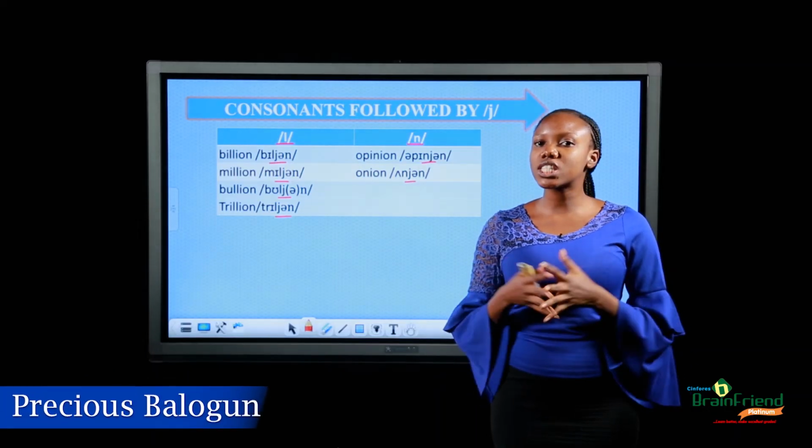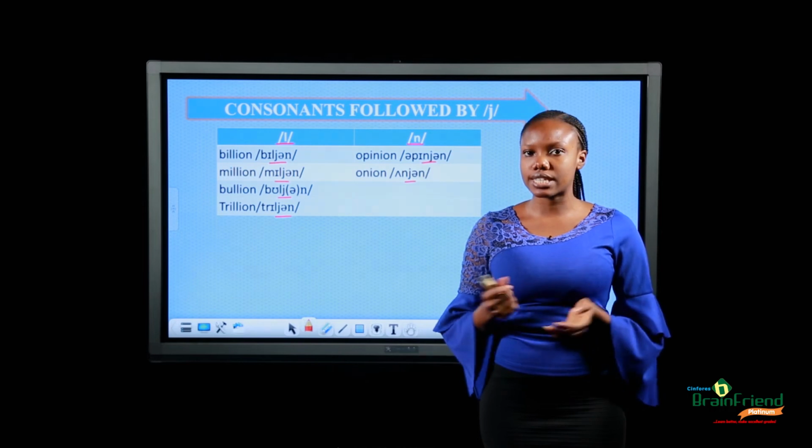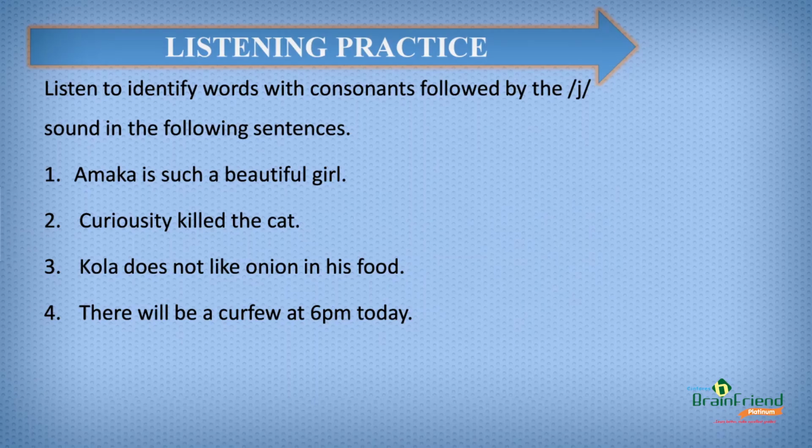Having identified these consonant sounds followed by the H sound, let's take a listening practice together. Listen to identify words with consonants followed by the H sound in the following sentences. Sentence 1. Amaka is such a beautiful girl. We have beautiful. Sentence 2. Curiosity killed the cat. We have curiosity. Sentence 3. Kola does not like onion in his food. We have onion.